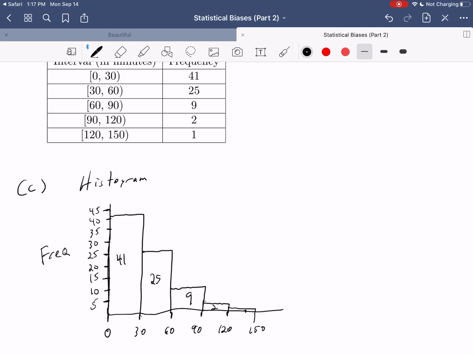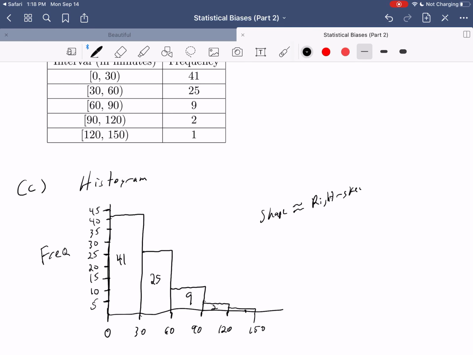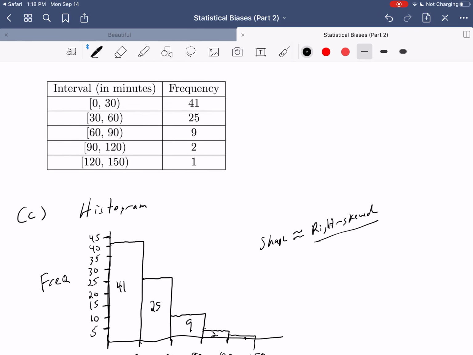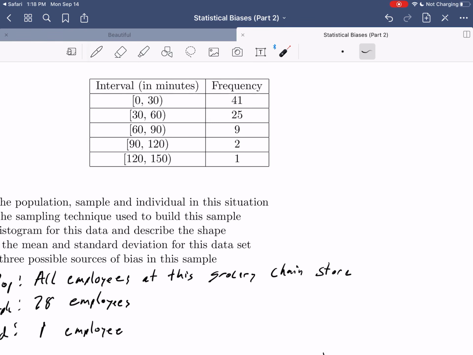What sort of shape are we seeing here? Well, there should be no doubt. What do we see here? It's going this way to the right. So we have a right skewed distribution. Okay, perfect. So we were able to translate their information rather than having to look at the 78 individual data points. They already had it in this nice frequency table form, so we were able to build this histogram.